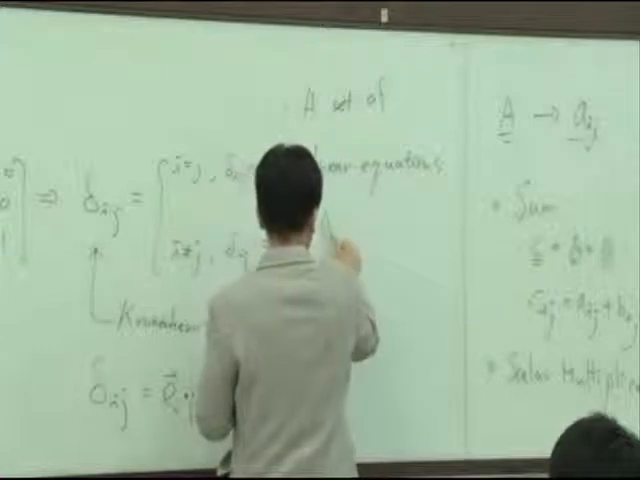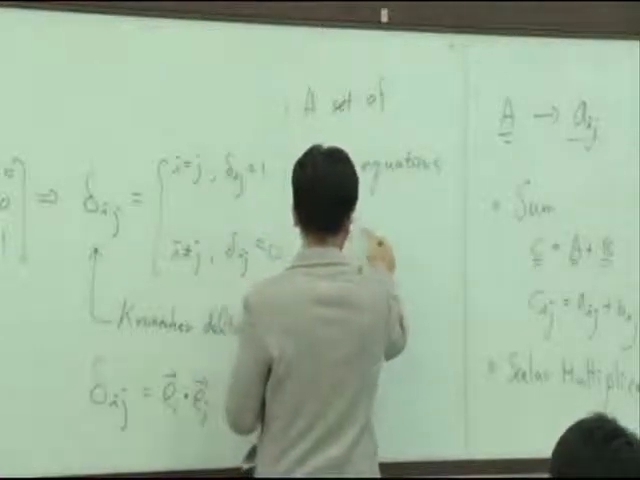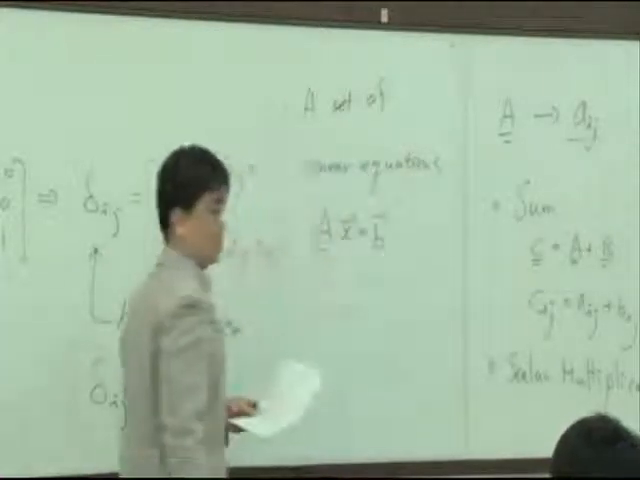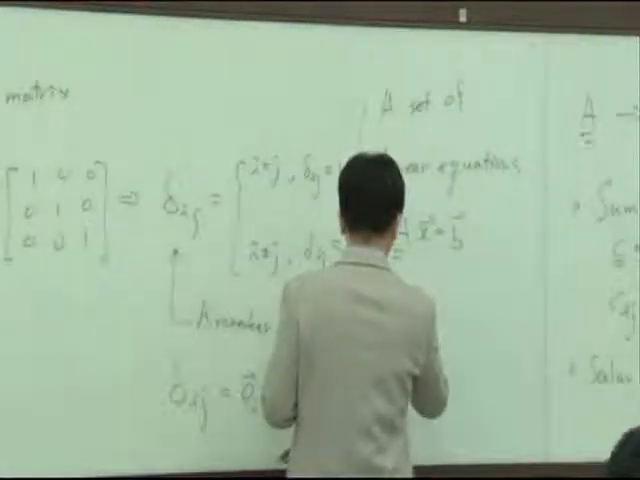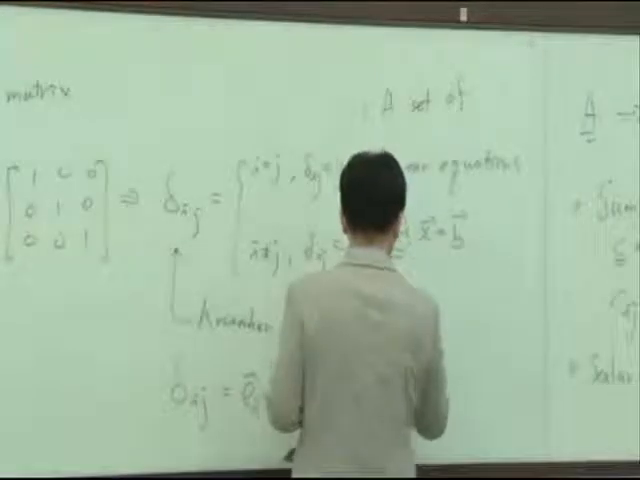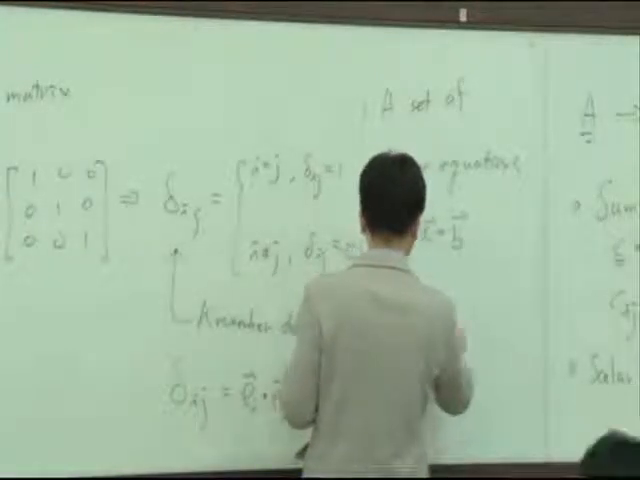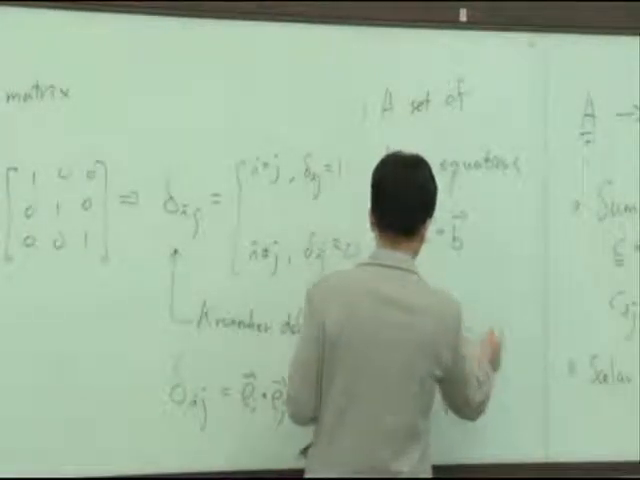So a set of linear equations is this, right? So we can use a tensor form, y_j, x_j, e_i.